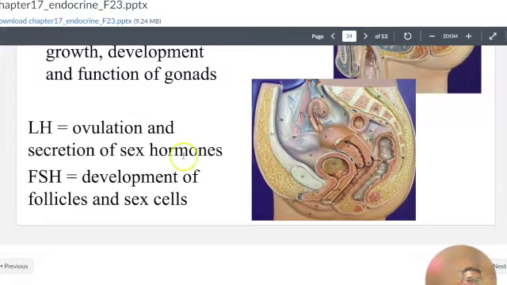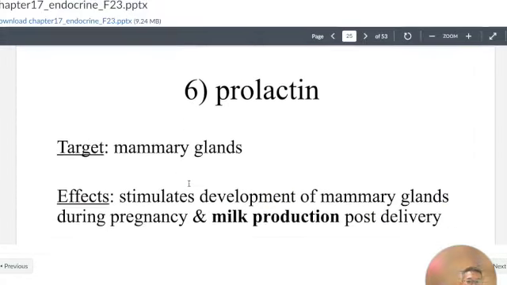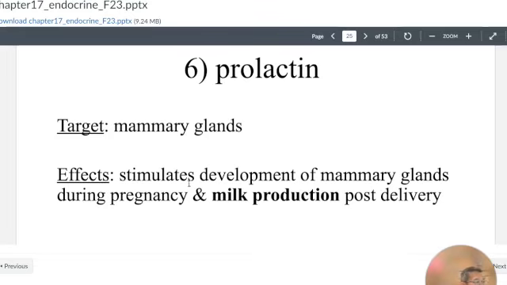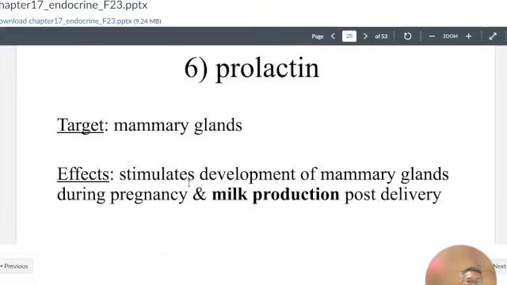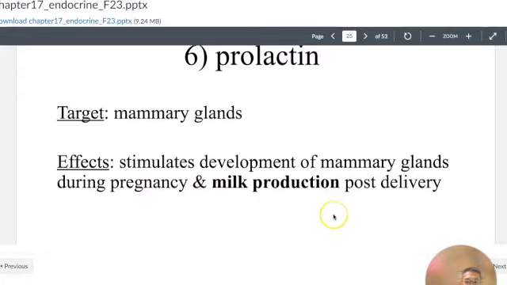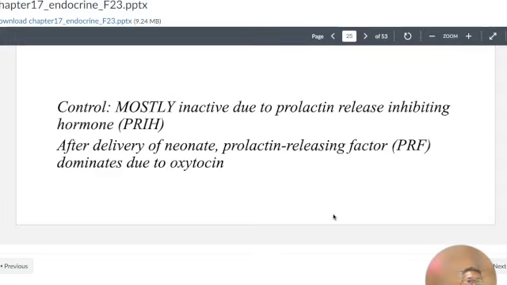So sex hormones, including testosterone in males, are also regulated by the luteinizing hormone. Prolactin, I think this is the last one. Prolactin helps milk production. This one would be easy. It stimulates development of the mammary gland during pregnancy and milk production post delivery.